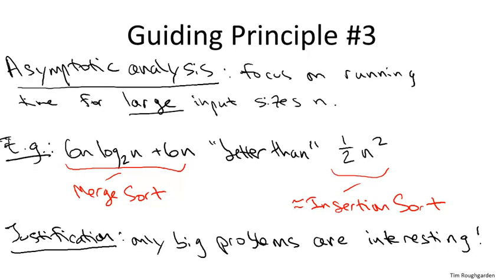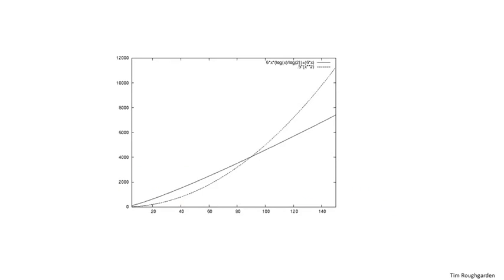So to drive this point home, let me show you a couple of graphs. What we're looking at here is a graph of two functions. The solid function is the upper bound that we proved on merge sort. So this is going to be 6n log base 2 of n plus 6n. And the dotted line is a rather generous estimate of the running time of insertion sort, namely 1/2 times n squared.